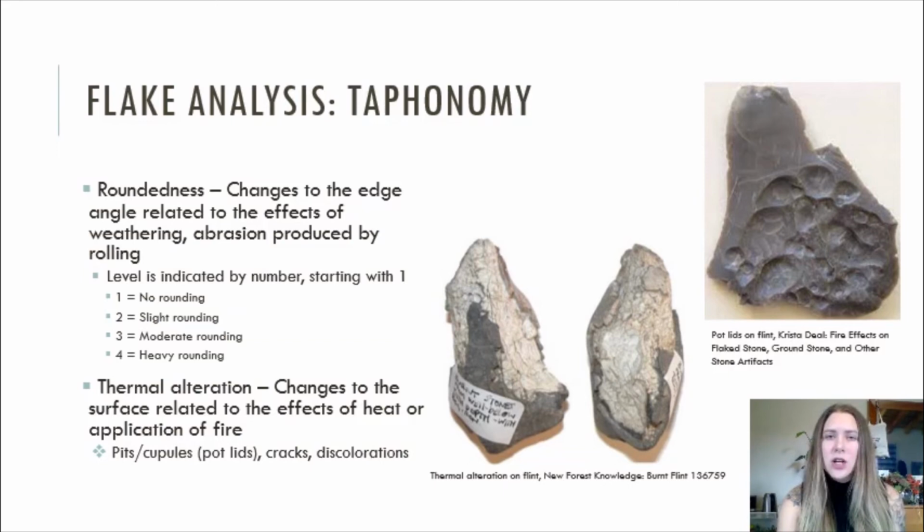And then another common type of taphonomic alteration is thermal alteration or fire effectiveness. And this is changes to the surface related to the effects of heat or the application of fire. This can be either intentional or unintentional, but regardless, the characteristics are the same. And the characteristics include pits or cupules, also referred to sometimes as pot lids, shown in the image on the right. And other impacts include cracks or discolorations as shown in the other image.